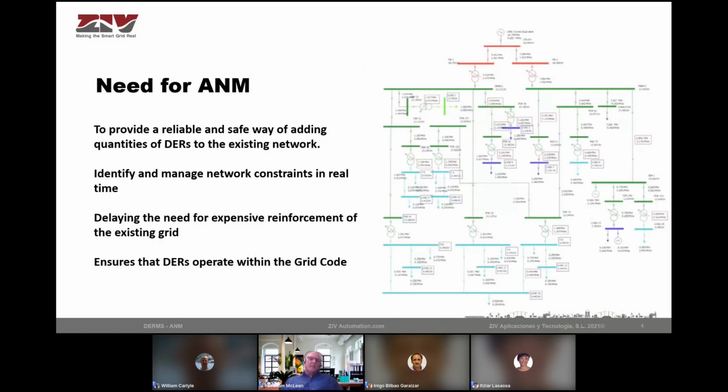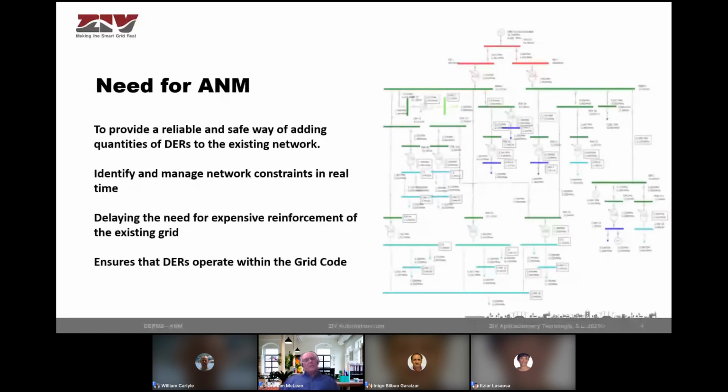The constraints that we find are things like your cables overloading, or your transformers overheating and then overloading, and various other assets that are struggling because they were not designed to have large amounts of energy connected into the network. The obvious solution is to replace the cables and to replace the transformers, but of course this is very expensive.